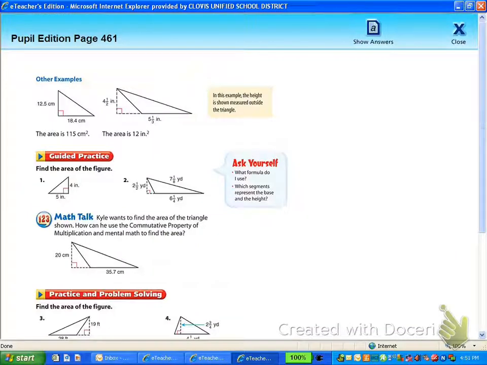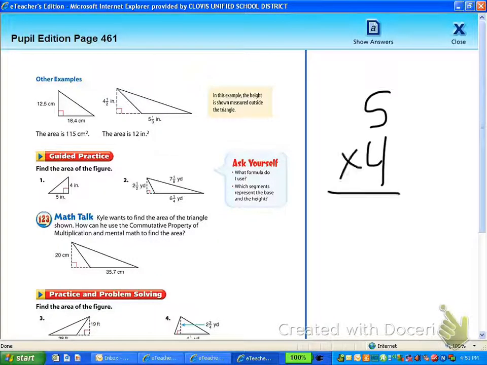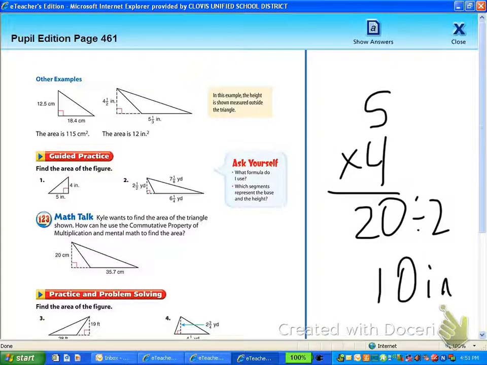Here's a couple other problems. Number 1, we have 4/5. So the base is 5 and the height is 4. So we're going to go 5 times 4 is 20. Half of that is going to be 10 inches squared.